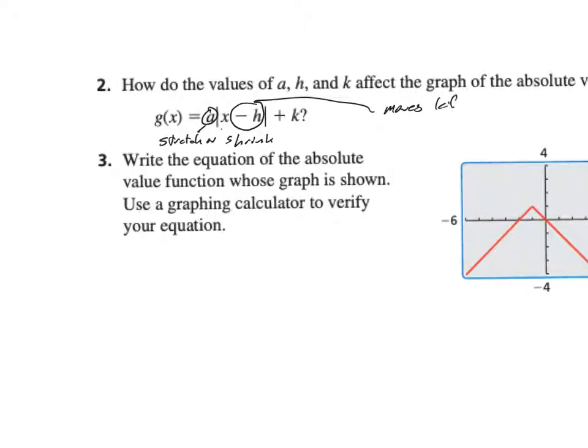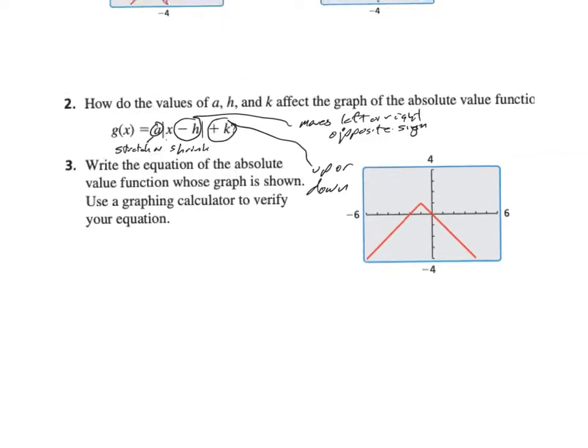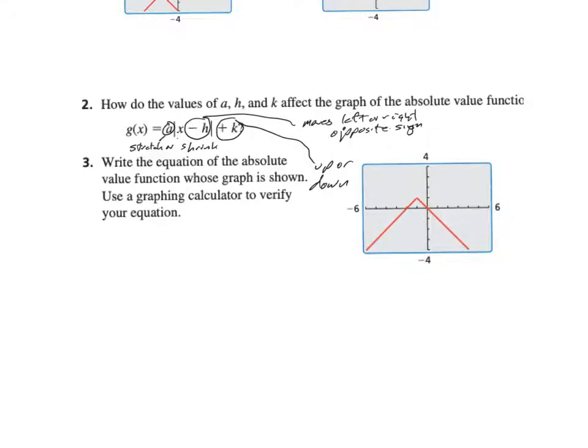Moves left or right, opposite the sign. And K does what? Up or down. All right, perfect. So let's take a look at this one, see if we can figure this one out. It says, write an equation of an absolute value function whose graph is shown.